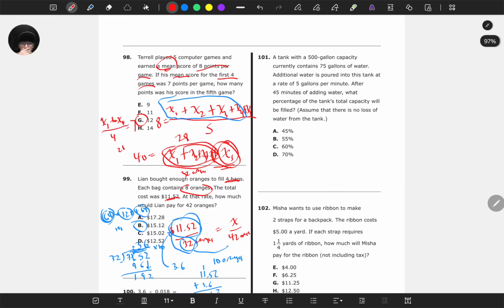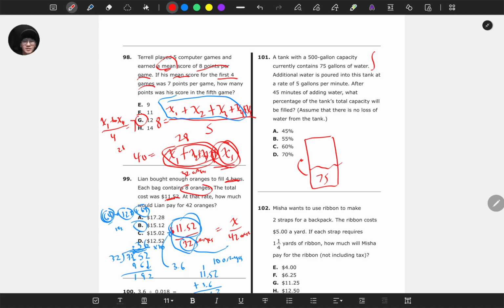101. Okay, a tank with a 500-gallon capacity. So let me draw a picture. This whole thing is 500. Currently contains 75 gallons. So let me say that this is up to 75. Okay, so that means that the remaining here is going to be the difference between that. So that's going to be 425. I'm just playing with this, right?